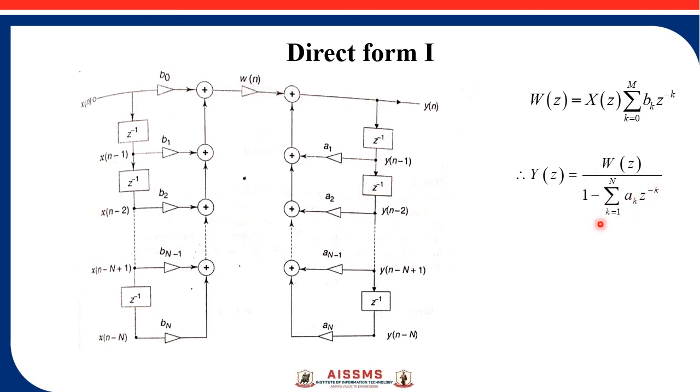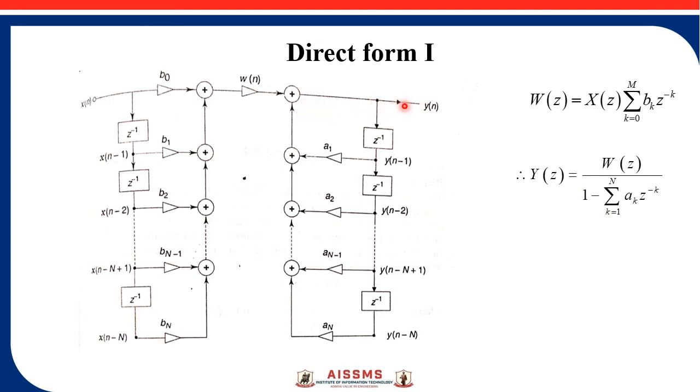So this is the second stage, that is the poles of the equation. This is 1 minus summation a k z raised to minus k into Y of z. If you cross multiply and take the inverse z transform, you will get y of n minus the delay components, that is a1 into y of n minus 1. So like this you will get the components. So this is y of n directly.